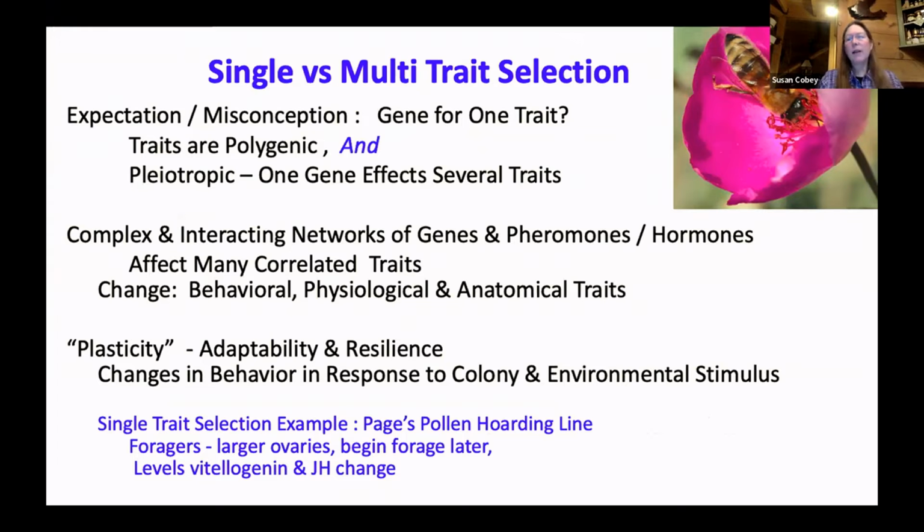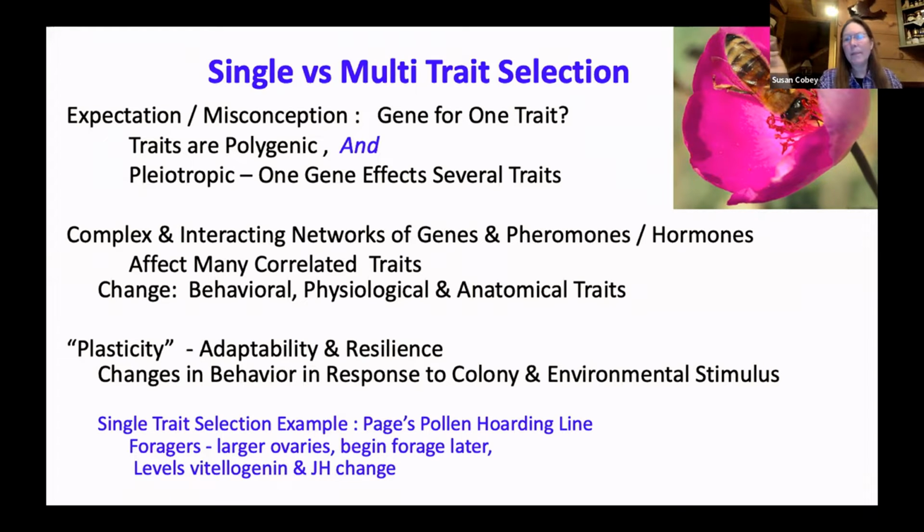So a lot of work is going on with single trait selection. I get this question all the time, well, there's one gene for one trait. No, there's not really one gene for one trait. A lot of these genes affect several traits, and most traits are polygenic, which means they're made up of several different interacting genes, and those are all, again, flexible and dynamic. You have these networks of interacting genes that affect a lot of different traits. They change the behavior, physiology, even the anatomy of the bee.